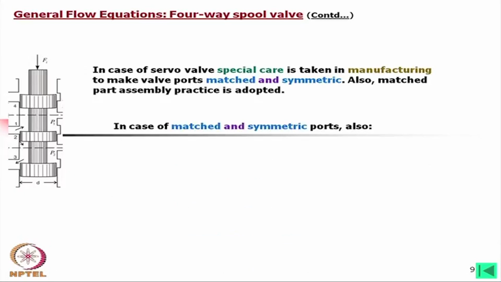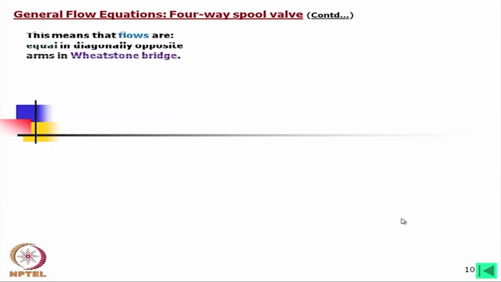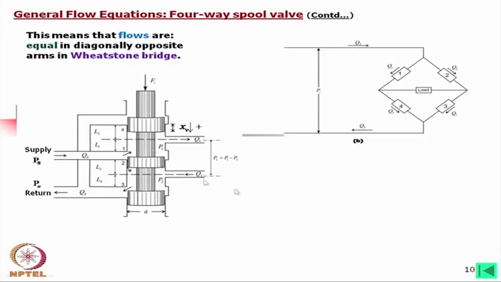Now, in case of matched and symmetric ports, Q1 is equal to Q3 and Q2 is equal to Q4. Therefore, we can say this means the flows are equal in diagonally opposite arms in the Wheatstone bridge. This is equal and this will be equal. Okay.